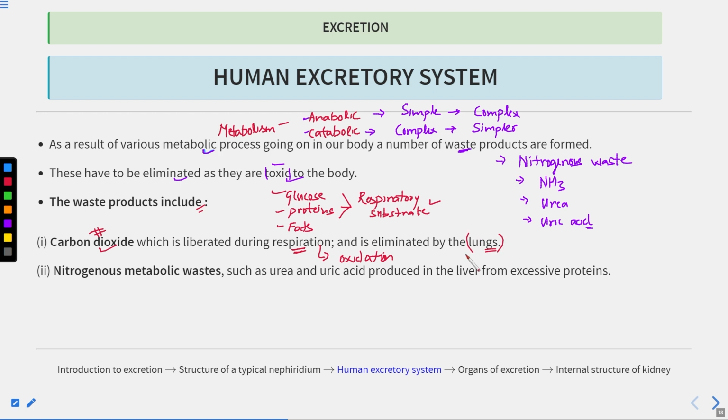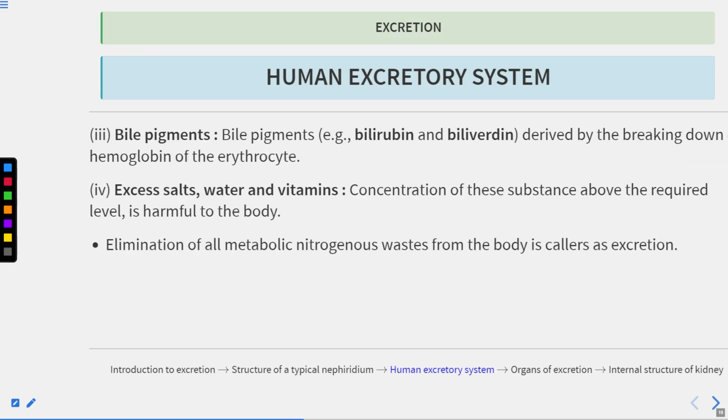Now let's talk about the nitrogenous metabolic waste. Examples are urea, uric acid, as well as ammonia. These are produced in the liver. And from what are they produced? They are produced from the excessive proteins that we eat. When proteins are broken down to release energy, they also release urea and uric acid. These are toxic to the living organism, and they have to be eliminated out of the body.